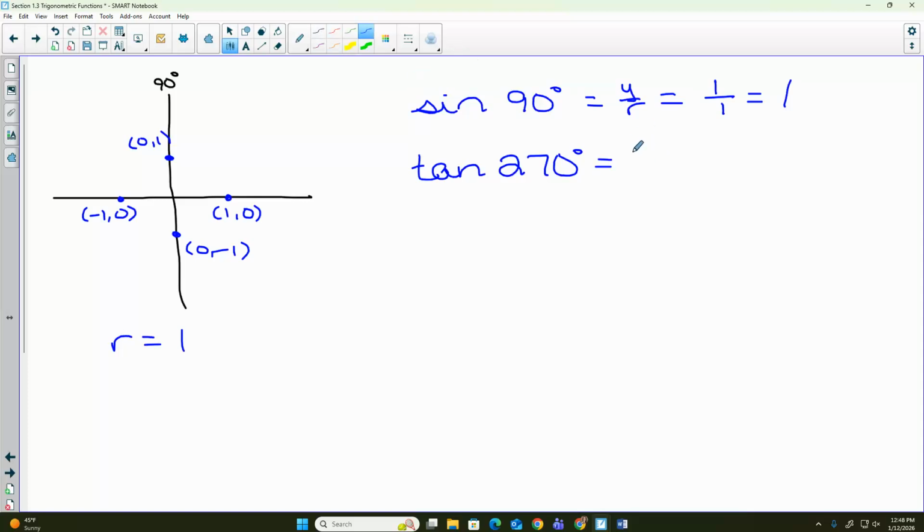What if I asked you for the tangent of 270 degrees? What's the definition of tangent? Y over x. Okay, where's 270? Bottom. Right, remember these are just multiples of 90. 0, 90, 180, 270. Okay, what's my y value? Negative 1. X is 0. Negative 1 divided by 0.